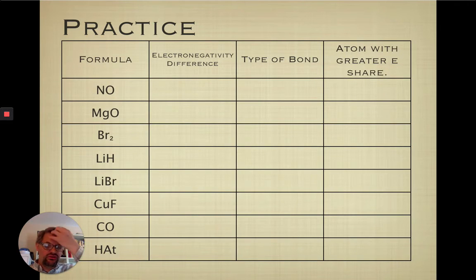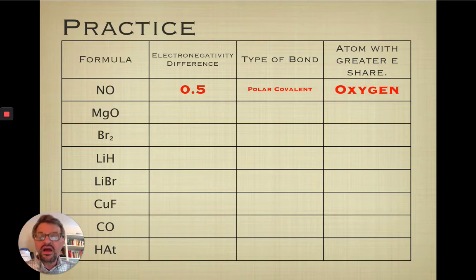So what you're going to do now is fill in this table. Looking at the first one, we have NO, a bond between nitrogen and oxygen. The electronegativity difference is 0.5. What type of bond is it? If you said polar covalent, you're correct. The difference is 0.5, that's in the polar covalent range. Oxygen with the higher electronegativity would have a greater share of electrons. It would be negative, and the nitrogen would be positive.